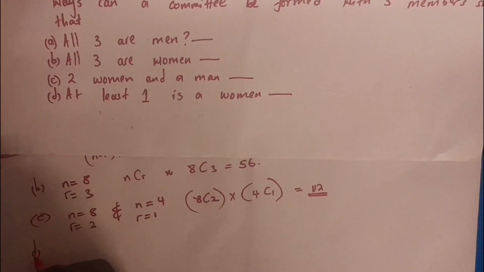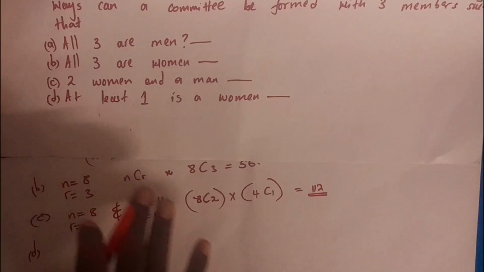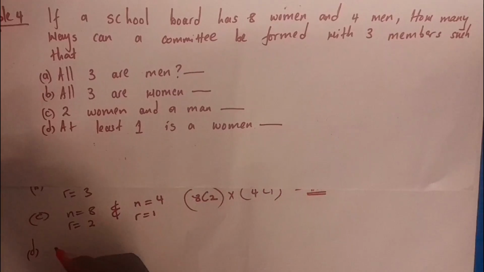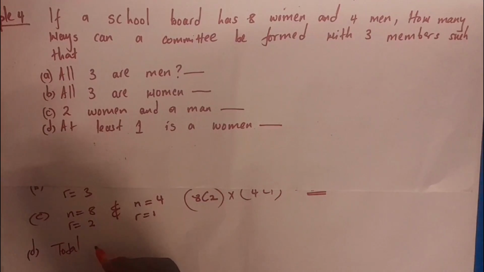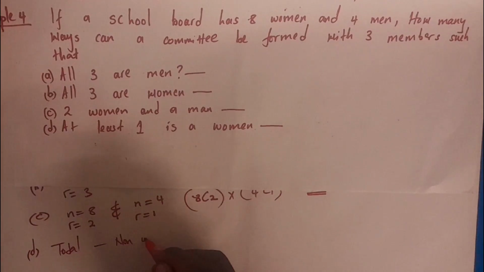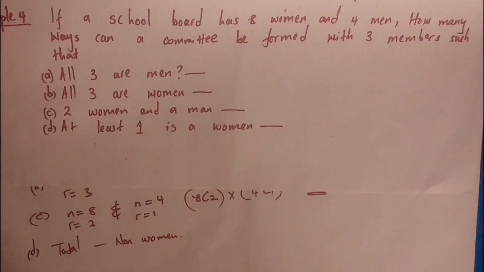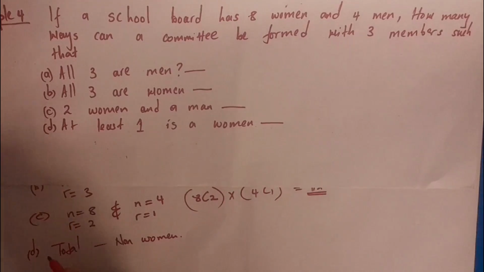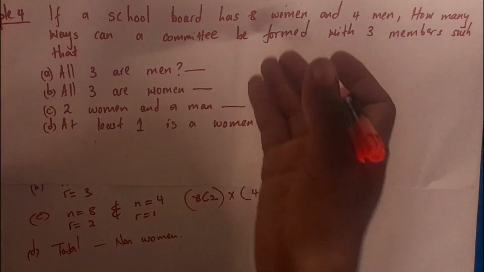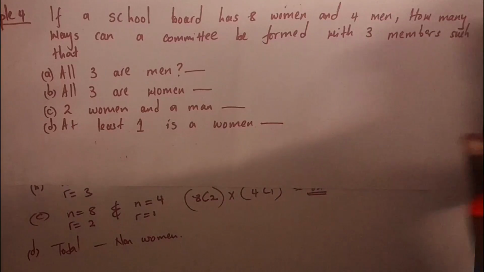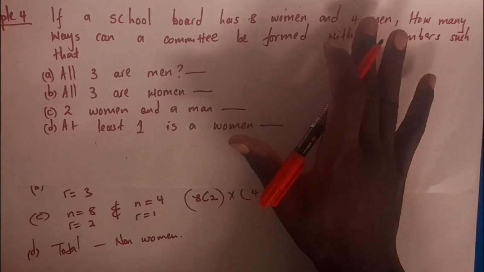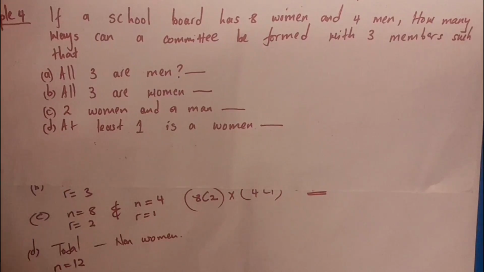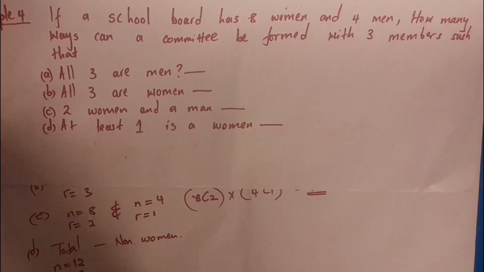And then on D, this one is going to be different, which is saying at least 1 is a woman. On 'at least 1 is a woman', we are going to say the total minus the non-woman. That's how we solve this one. So the total ways is the total number of all which you are having. We are going to say 8 plus 4, so our N is 12, and then we need to choose 3. And then the non-women.